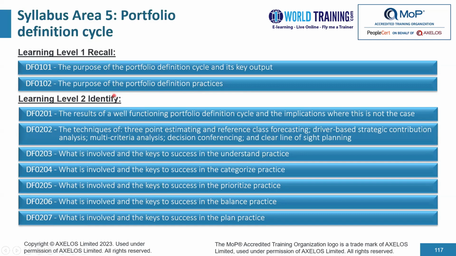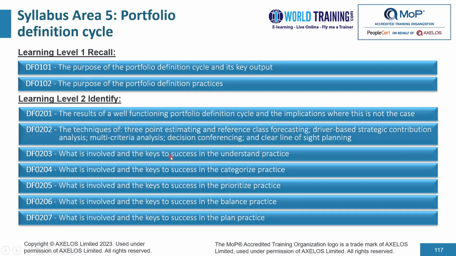At level 2, we would look into the results of a well-functioning portfolio definition cycle and the implications where this is not the case. And then we will look into a few techniques. We would look into a 3-point estimating technique and reference class forecasting. We would also examine driver-based strategic contribution analysis, multi-criteria analysis, decision conferencing, and clear line of sight planning.